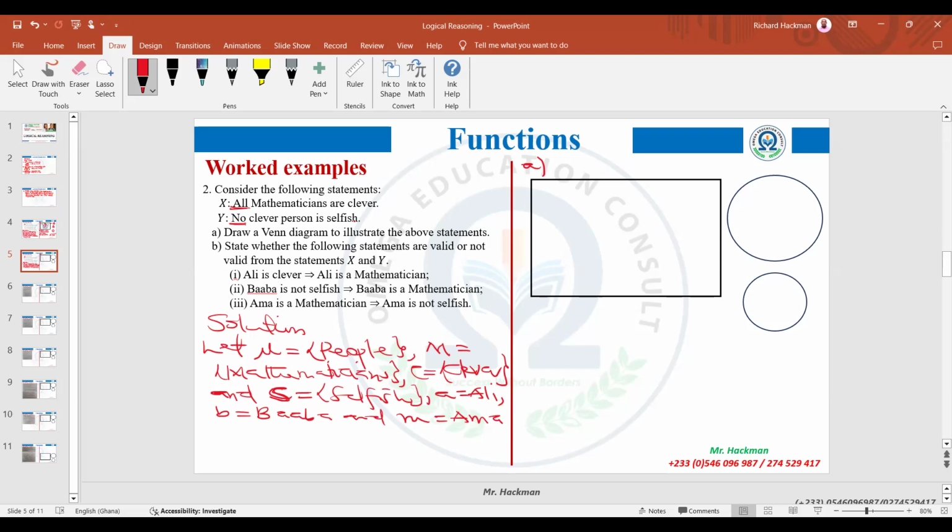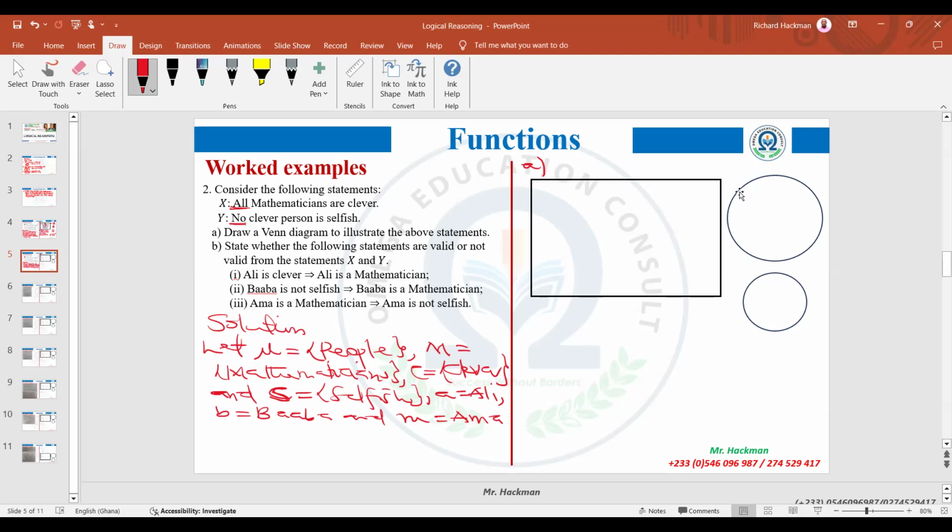Now the real task begins. In the first statement, we can see all mathematicians are clever. We said all means subset, and the set that comes immediately after the all becomes the bigger set. So M must be contained in C. Are you with me?